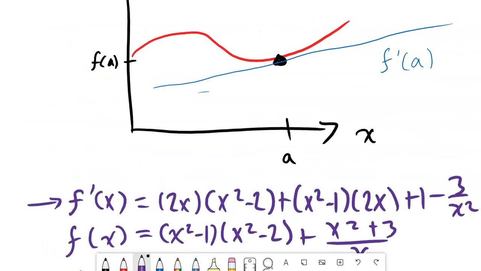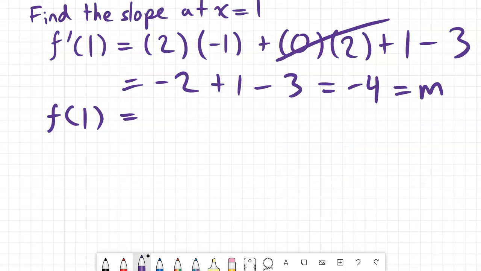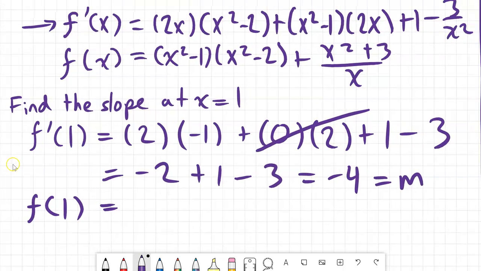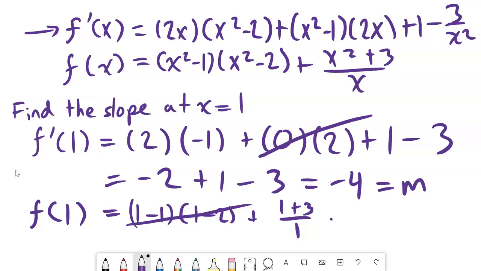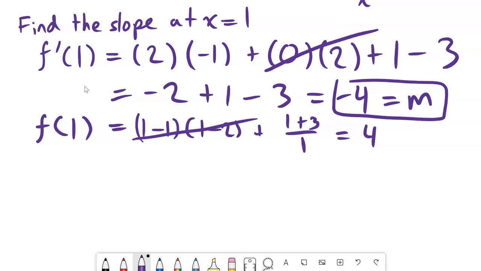If I plug in 1, let me just go back down. There we go. So we just plug in 1. Let's go a little bit up higher so you can see what the original function is. So you just plug in 1 here. 1 minus 1, that's 0, and then 1 minus 2, and then 1 plus 3 over 1. And then this is 0, so this whole thing goes away, and this is just 4. Right? So we have two important things: the slope and then the point. The point is, if we plug in 1, we get 4.